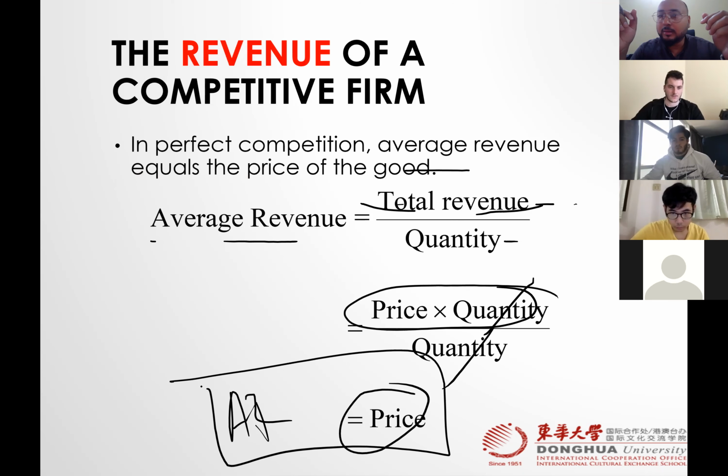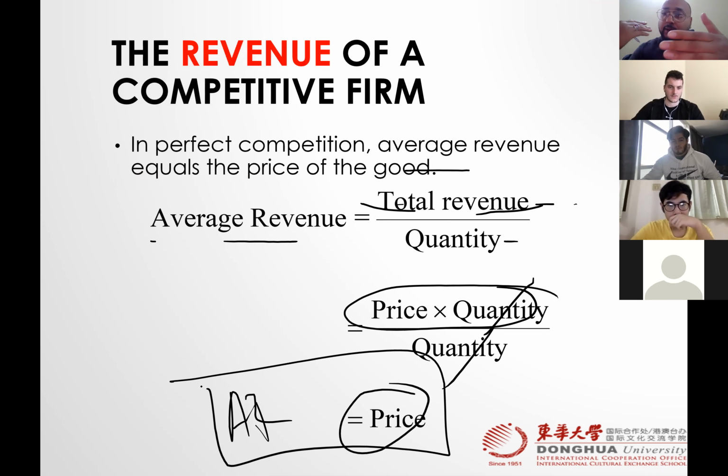So whether you are in perfect competition, monopoly, monopolistic competition, or oligopoly, average revenue is equal to price because of the mathematical properties, right? What about the marginal revenue? We know that the marginal revenue formula is change in total revenue divided by change in quantity. We discussed in our last lecture that for a competitive firm, its average revenue is equal to price, and they both equal marginal revenue as well.